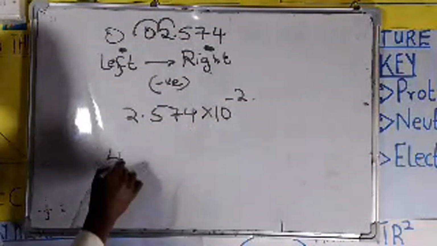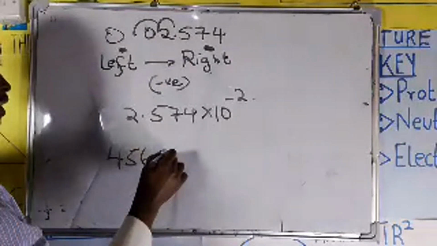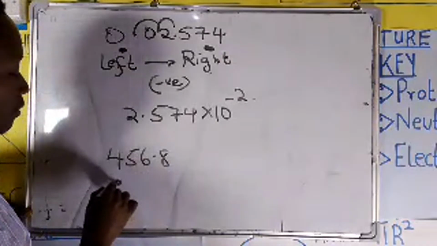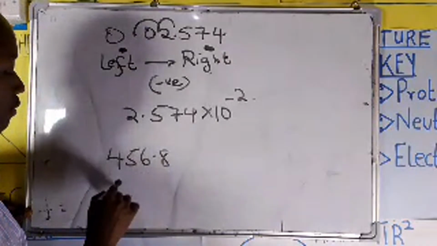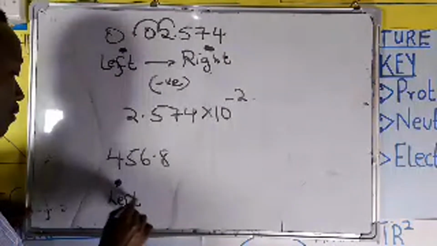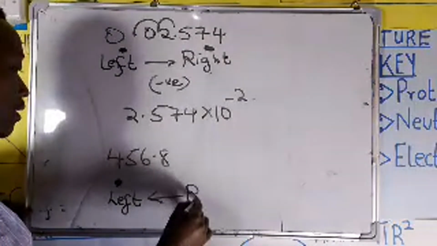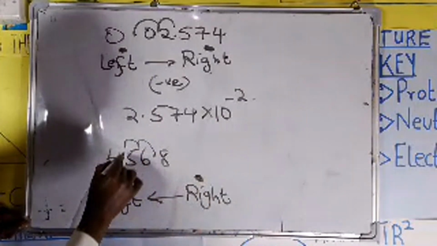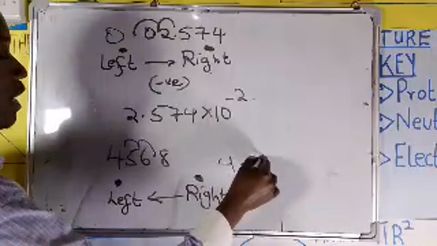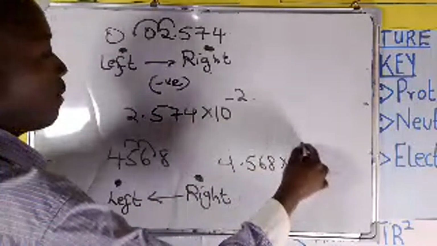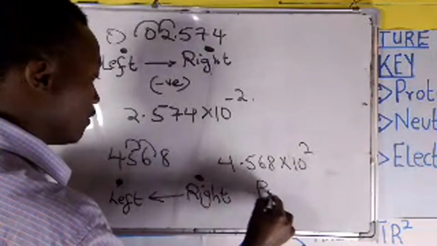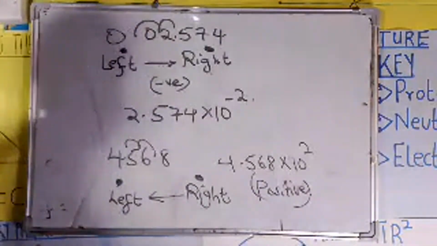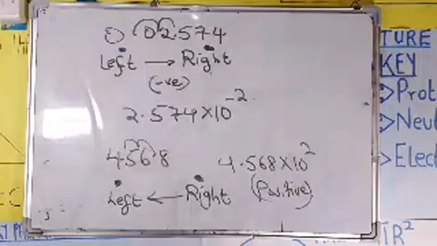If the number is 456.8 and you are taking your decimal from the right towards the left, 1, 2, it is 4.568 times 10 to power 2. It is positive. Have you understood now? That is it.